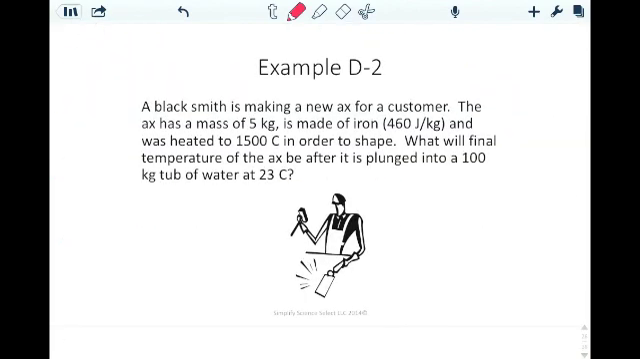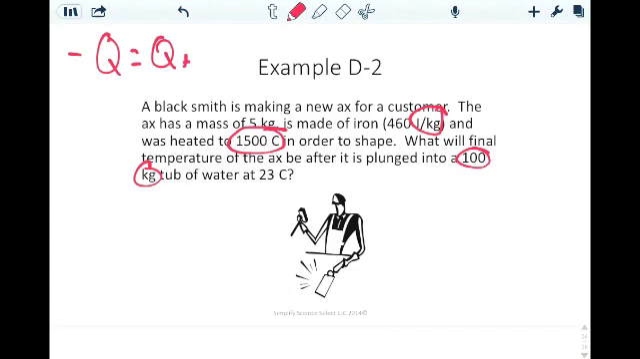Next example, it says that a blacksmith is making a new axe for a customer. The axe has a mass of 5 kilograms, is made from iron, and it gives us our specific heat, and was heated to 1500 degrees Celsius in order to shape. What will the final temperature of the axe be after it is plunged into a 100 kilogram tub of water at 23 degrees Celsius? So again, this is our Q negative equals Q positive.